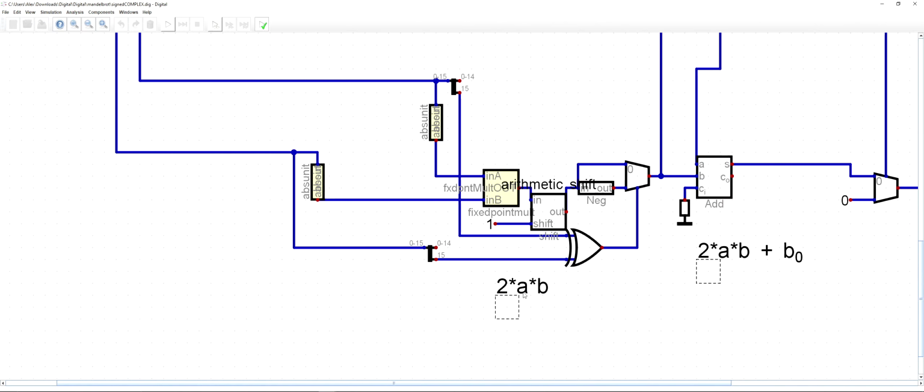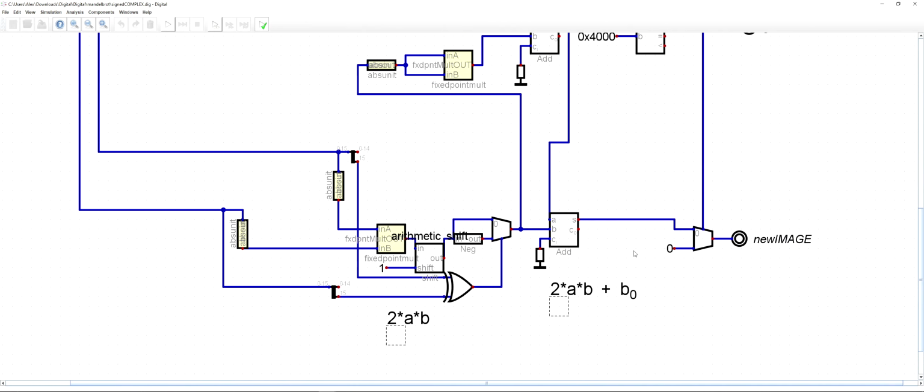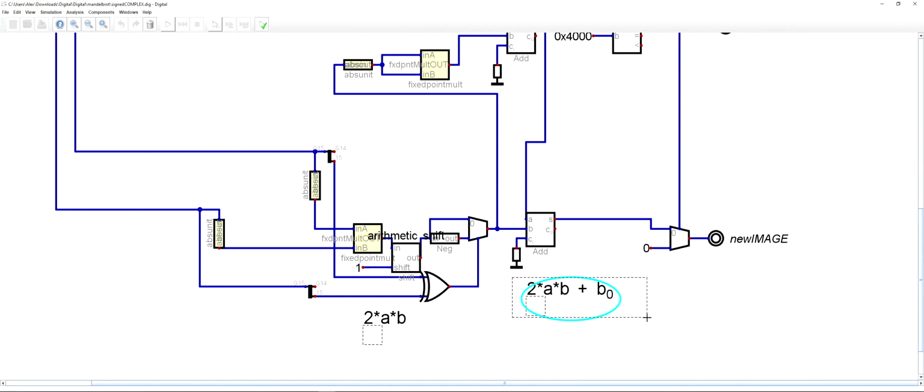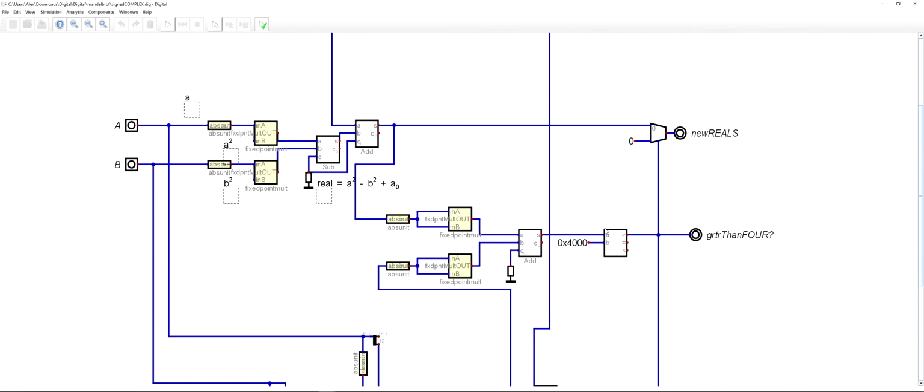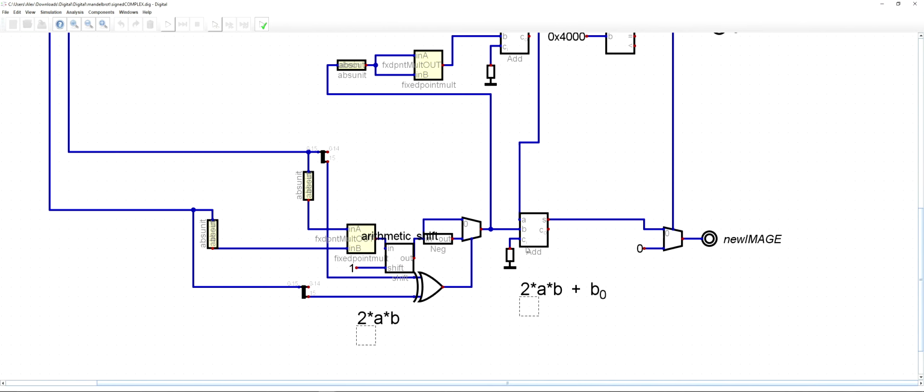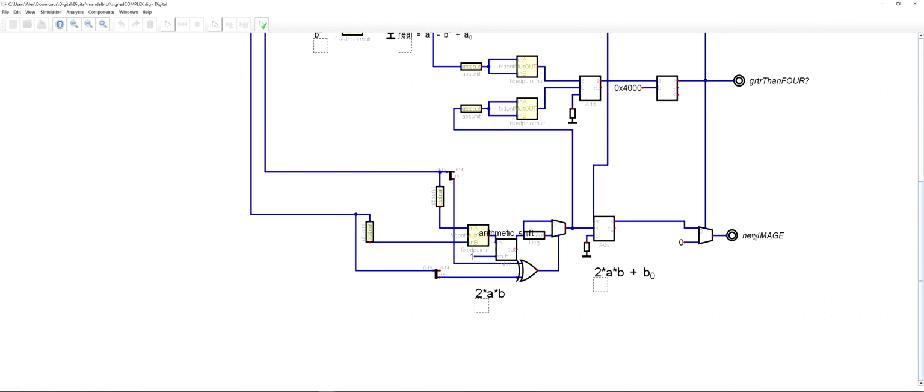So 2ab, a or b can be signed values. It could be 2 times negative a times b, 2 times a times negative b, 2 times negative a times negative b. So depending on what those signs are, you need to be able to cancel them properly, and that's what the XOR does. Then we need to add b naught to that. So you can see b naught comes through, down, and gets added in here. So we do this plus b naught, and that becomes our new imaginary number.